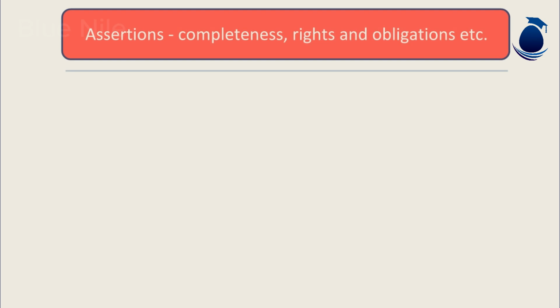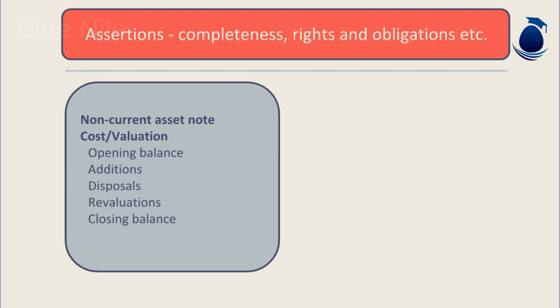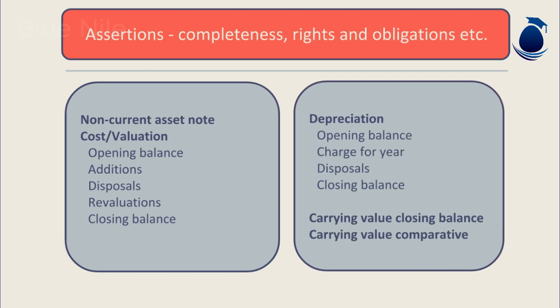Non-current assets' key assertions to be verified are completeness, rights and obligations, valuation, and existence. If we visualize the non-current asset note, the auditor needs to ensure each balance has been audited, therefore auditing opening and closing balances, new assets purchased or additions, disposals of assets in the year, depreciation, and revaluations.